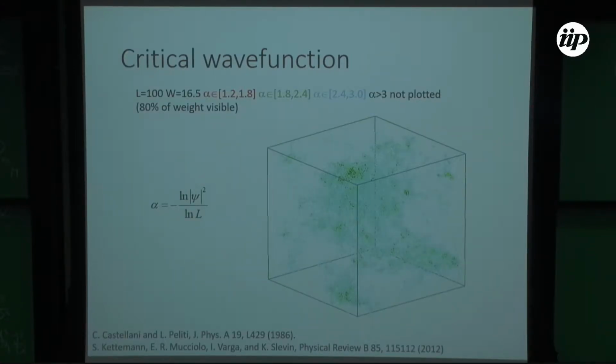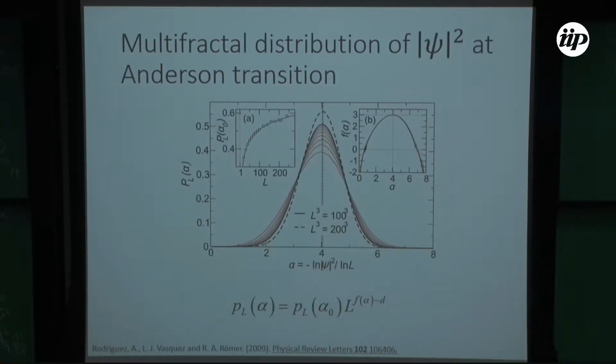Another well-studied distribution is the distribution of the intensities of the wave function. It has this multifractal form. We define this variable alpha. Again, there'll be some confusion about alpha: here it means this variable, and in some parts it means the exponent. You look at its distribution, and at different parts of the distribution. Here we have a single wave function; I plotted 80% of the density. You see that different parts fill space differently. Some parts fill space very sparsely, some more completely. That's the essence, for me at least, of multifractality.